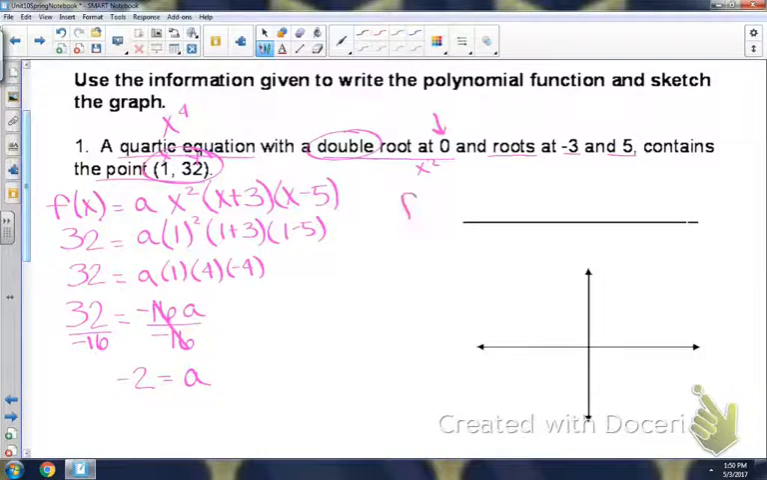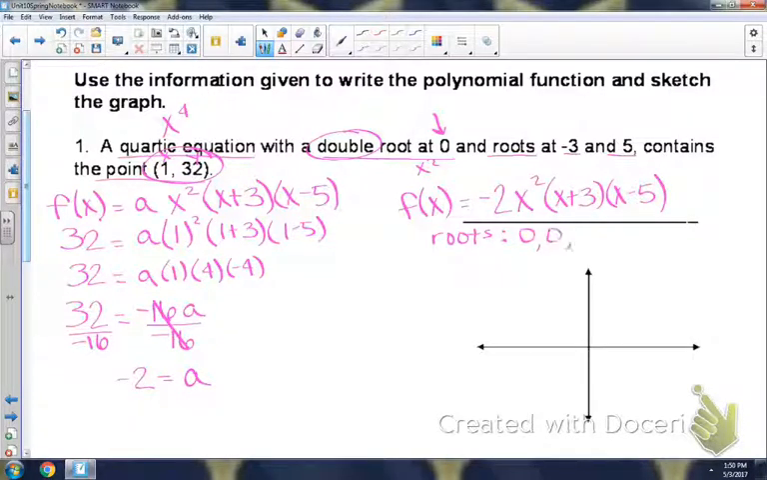Okay, so we have f of x equals a is -2, and then we have x squared, x plus 3, x minus 5. So there's our function. Now I'm going to write my roots down, so that'll help me with my graph. I have a double root at 0, a root at -3, and 5. So I have 4 total, which is quartic x to the 4th. Our a was -2, so a negative quartic graph will open down. So overall, that's what our graph should look like.